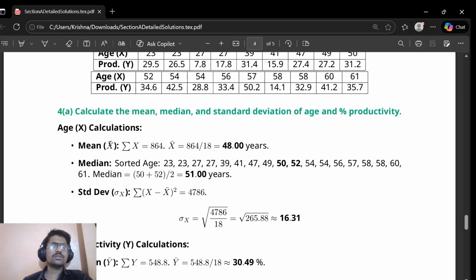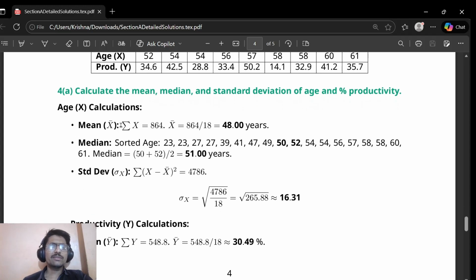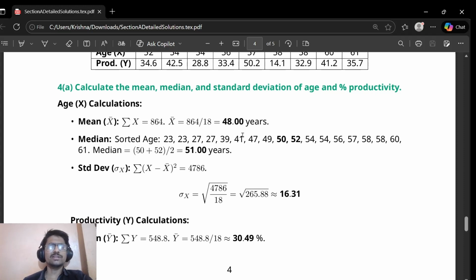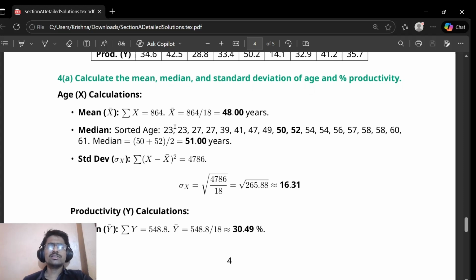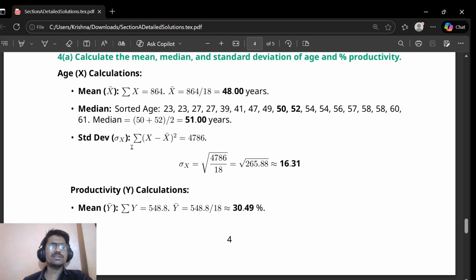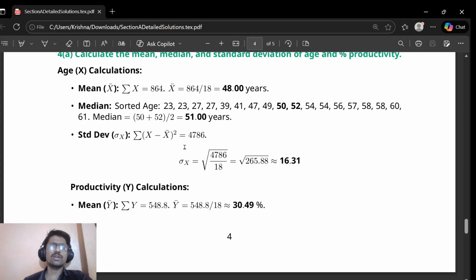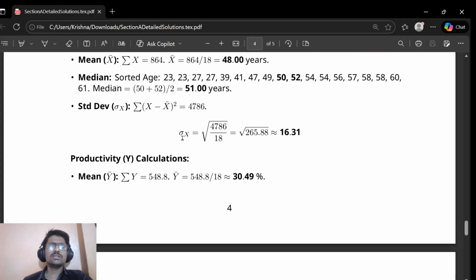So for age x, calculation of mean: summation of x is equal to 864. x-bar is equal to 864 divided by 18, which is equal to 48 years. For median, here are the sorted ages, and median is equal to 50 plus 52 divided by 2, which is 51 years. And standard deviation: summation of (x minus x-bar) squared is 4786. So variance is 4786 divided by 18, which is 265.89, and the square root of that is 16.31.